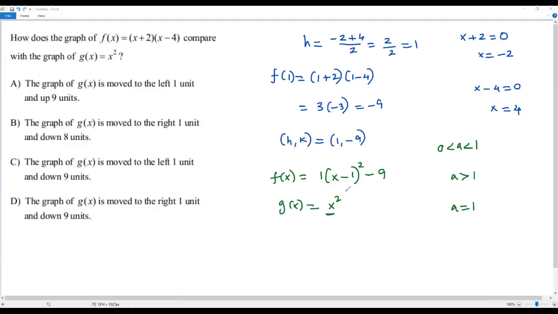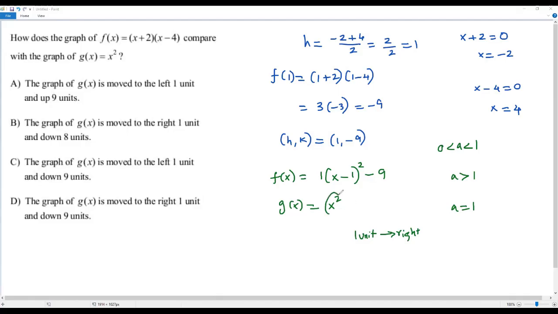Okay, now let's compare other parts. Here we have x square, but here we have x minus 1 the whole square. That is, 1 is subtracted from x. Since 1 is subtracted from x, this represents a horizontal translation of 1 unit to the right. In case 1 is added to x, that's also a horizontal translation, but it is done to the left, that is 1 unit to the left. Since 1 is subtracted from x, this is a horizontal translation of 1 unit to the right. Let me write it over here: 1 unit to the right.